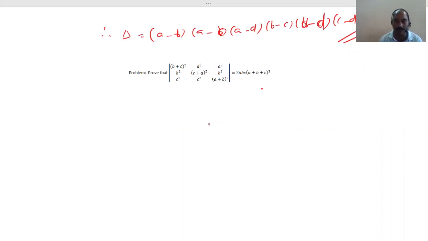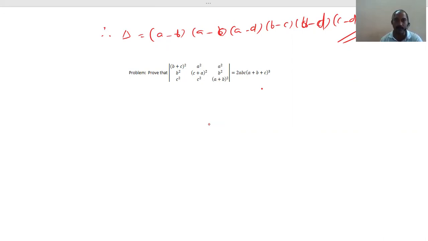That means our first step is to put a equal to 0 in LHS. Consider LHS and prove the RHS. In LHS, put a equal to 0 because in RHS a is a factor. That means in place of x we have a, in place of a we have 0. That means a minus 0 is a factor, and a minus 0 means a. Put a equal to 0 in LHS, then the determinant becomes: (b plus c) whole square, a square becomes 0 square, which means 0.